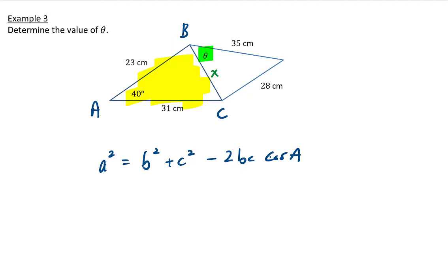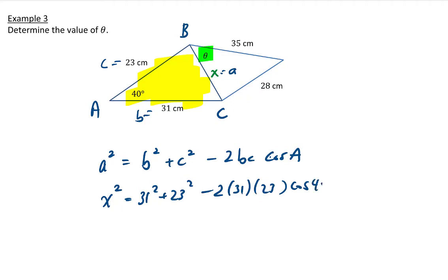So let's sub in our values. So this is C, this is B, this is C, and this is A. So we have that x squared is equal to 31 squared plus 23 squared minus 2 times 31 times 23 cosine of the angle between them, which is 40 degrees. So let's figure out what x squared is equal to, and then what x is equal to. For x squared, we get 397.62. That's approximate. And if we square root that number, we end up with approximately 19.94 centimeters.